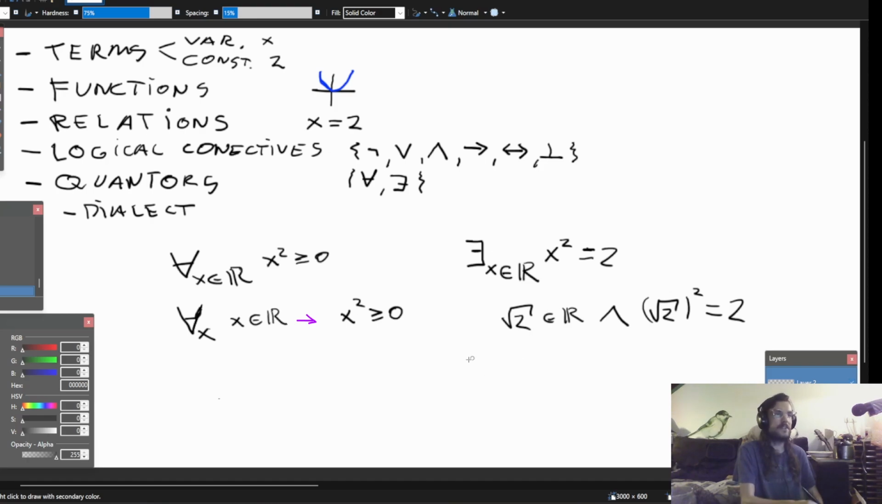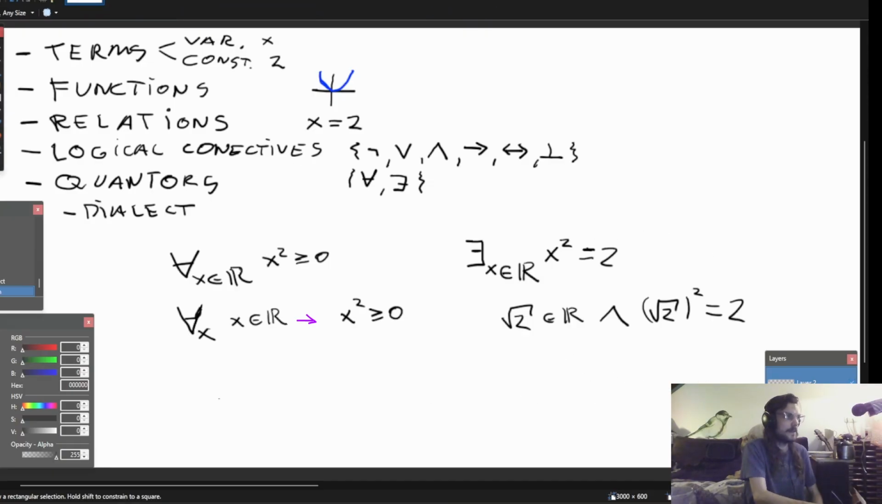So earlier I said the all statement you can see as an infinite series of AND statements. The there exists statement you can see as an infinite phrase of OR statements. So either c1 squared is 2, or c2 squared is 2, or, and you go on with every c.